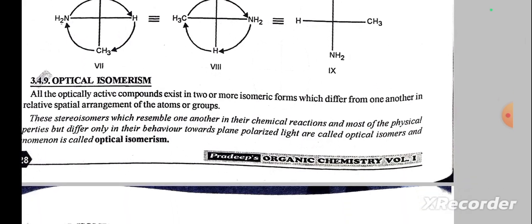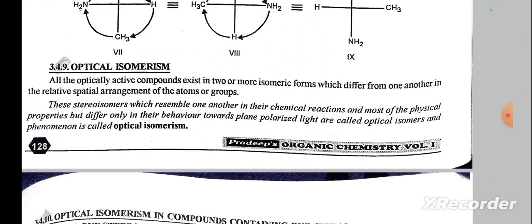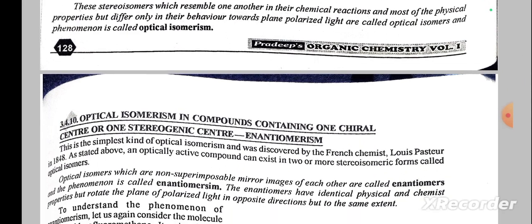Optical isomers. Although an optically active compound exists in two or more isomers, which differ from one another in the relative spatial arrangement of atoms or groups, these isomers resemble one another in their chemical reactions and most physical properties, and differ only in their behavior toward plane polarized light. They are called optical isomers and the phenomenon is called optical isomerism.